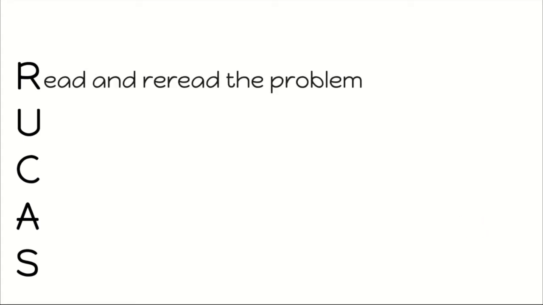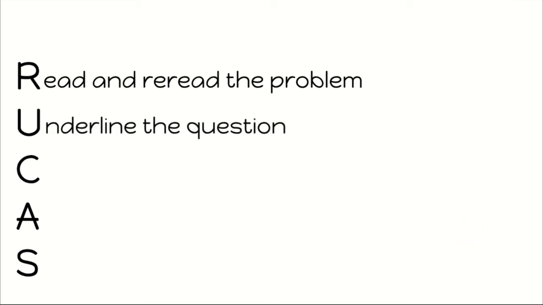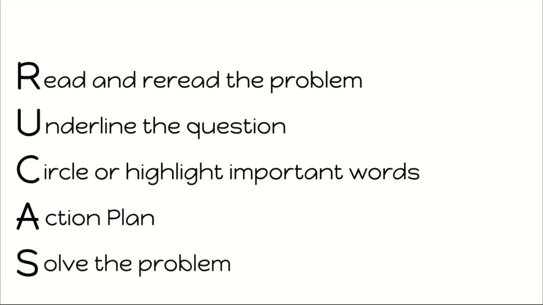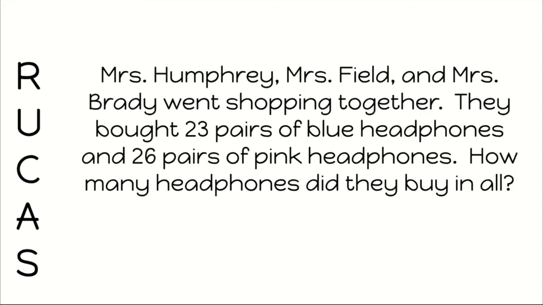So as you guys have been learning, we have a strategy that we call Ruckus that we use when we are solving word problems. The R in Ruckus stands for read and reread the problem. The U stands for underline the question. The C stands for circle or highlight the important words. The A stands for action plan. And the S stands for solve the problem. Let's take a look at a word problem using our Ruckus strategy.